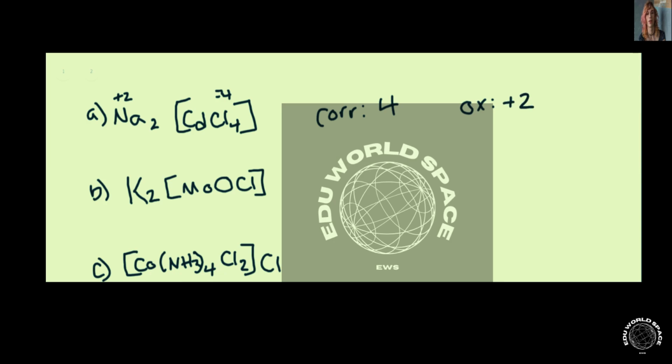We can do that for each of the complexes, where we have this K2MoOCl4. Our coordination number is going to be 5 because, oops, sorry, I wrote this wrong. This is Cl4. We have 5 things attached to this molecule. Our oxidation number, again, I'm going to write above with the charges of each molecule.